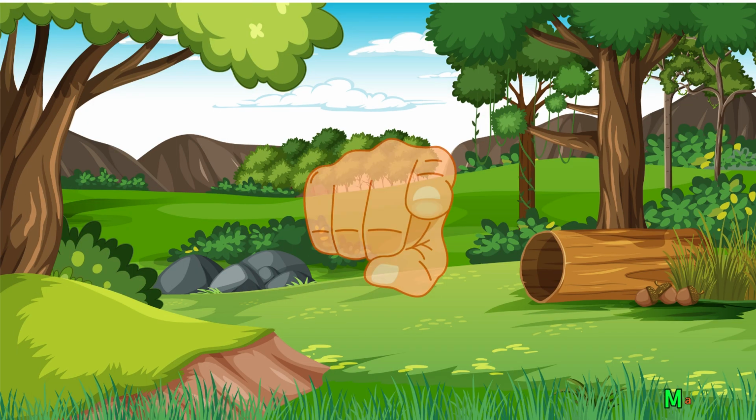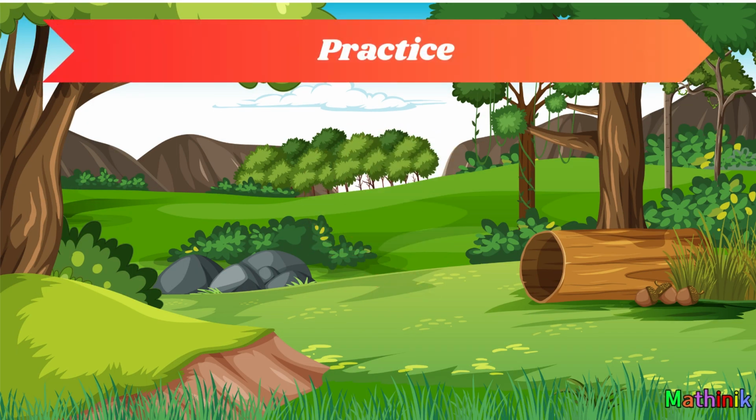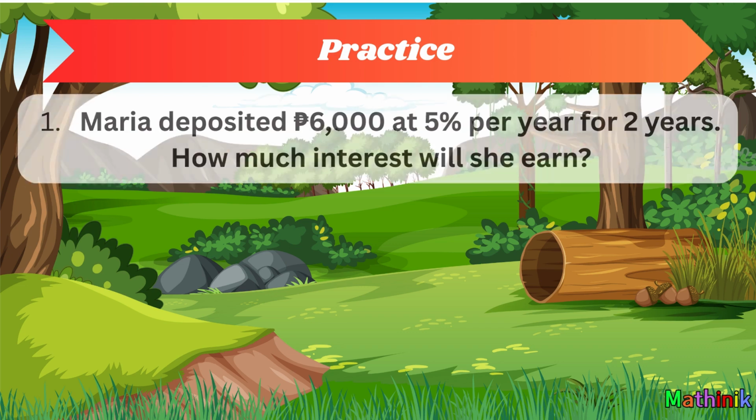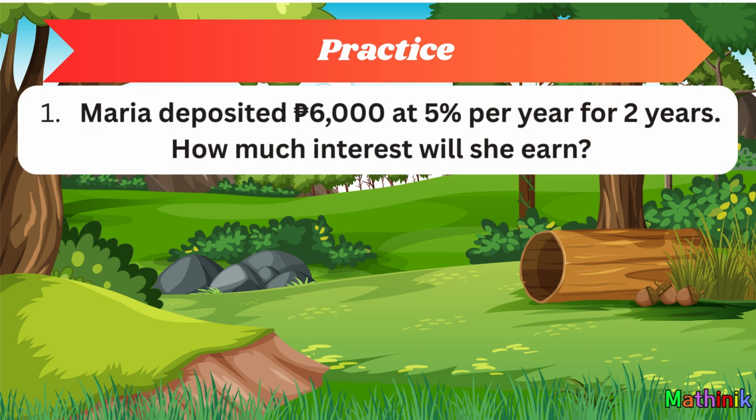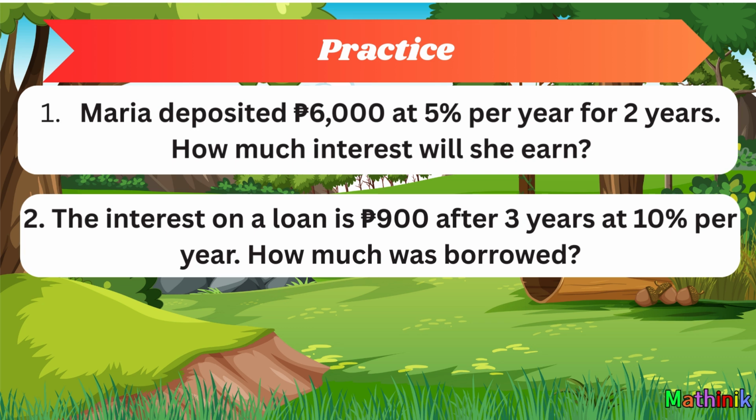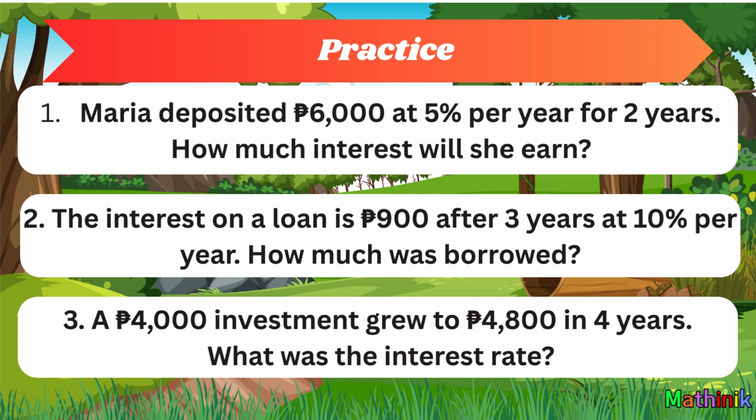Now, Mathenic friends, it is your turn. Here are 3 practice word problems. Pause the video, solve them, and write your answers in the comments below. Number 1. Maria deposited 6,000 pesos at 5% per year for 2 years. How much interest will she earn? Number 2. The interest on a loan is 900 pesos after 3 years at 10% per year. How much was borrowed? Number 3. A 4,000 peso investment grew to 4,800 pesos in 4 years. What was the interest rate?